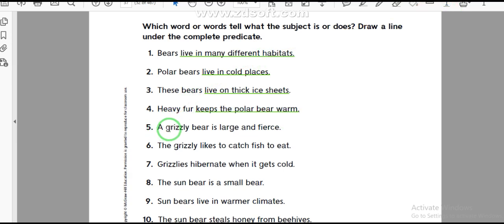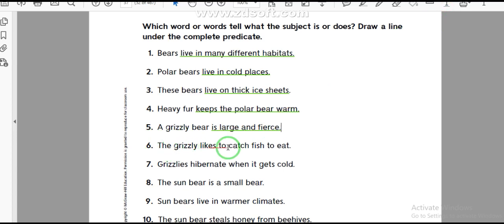Number five, a grizzly bear is large and fierce. They are talking about the grizzly bear. What's happening with the grizzly bear? What did they say about it? Where's the action? Is large and fierce. I'm talking about it and saying that it is large and fierce. All of this here is the complete predicate.